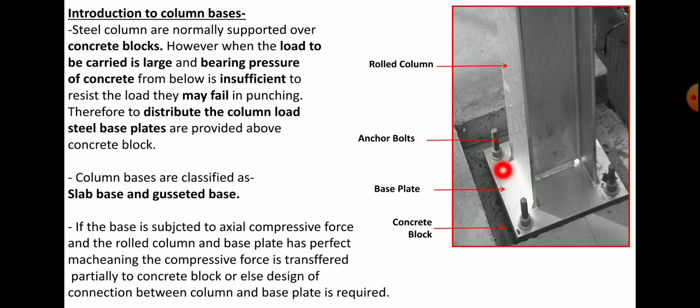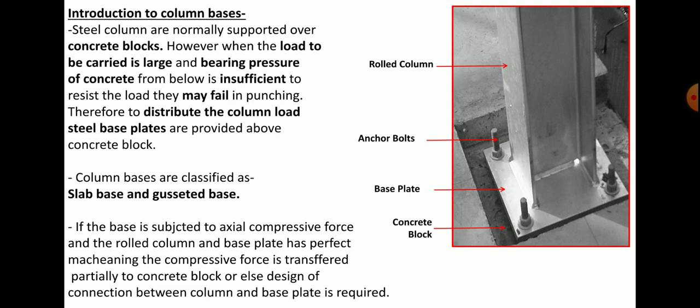Here this square type of base plate is called a slab base, to which your vertical column is connected with the help of welding, and at the corners anchor bolts are provided, correct? The basic classification of bases is that it may be a slab base, as in the sketch shown here, or it may be a gusseted base. You need to understand the basic difference between these two bases.